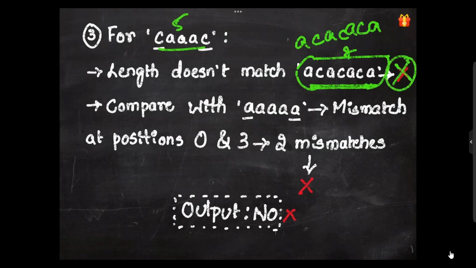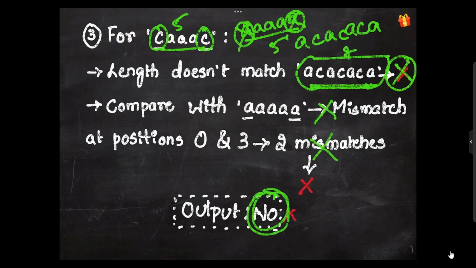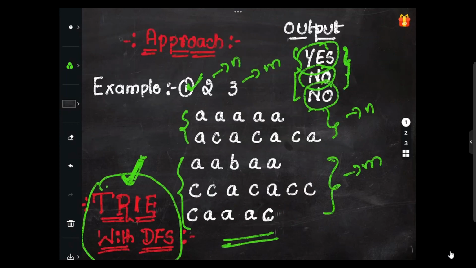The next one is, we'll compare with the five A's. So the length is the same, but see here we have this one, twice C. So the mismatch is more than once here. This also fails, more than one mismatch. So in that case also we have to return the output no. So we have written no here in this case, right?